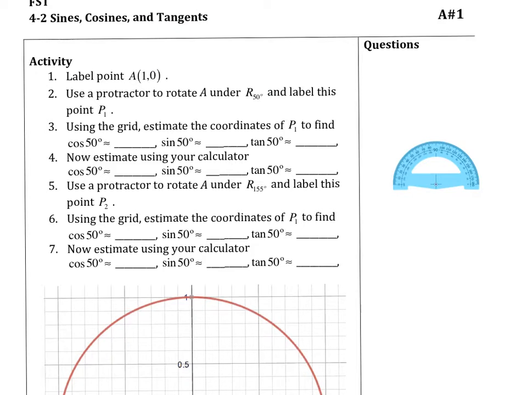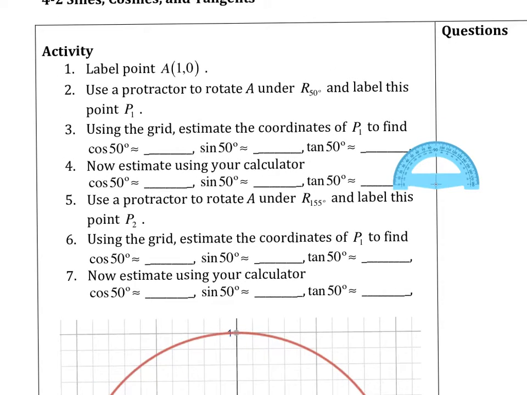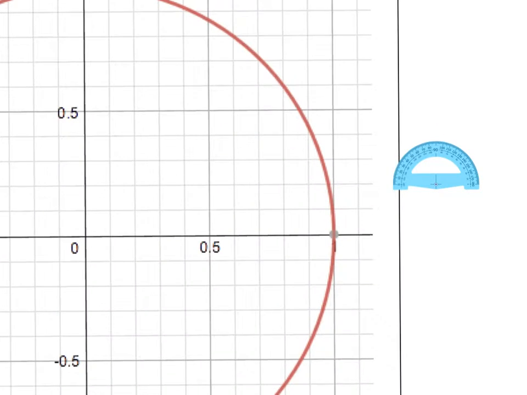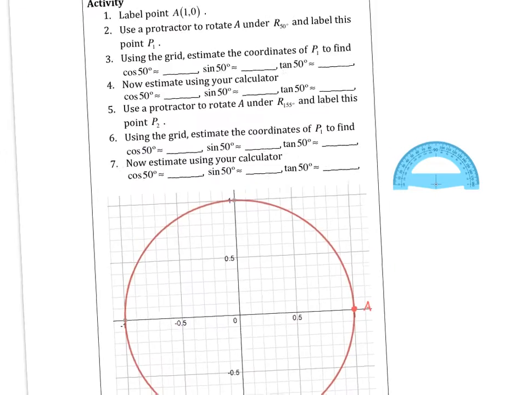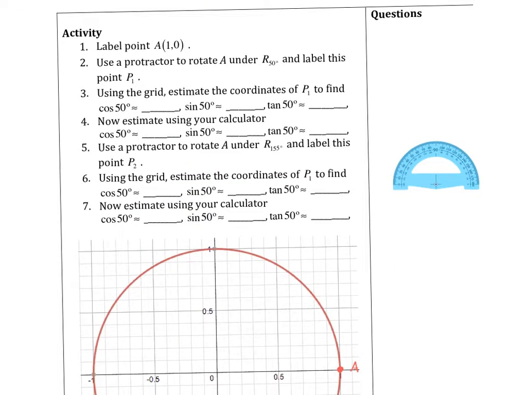Go. So on page 3 here, let me guide you through what we're going to do. Number 1, we're going to label the point A, which is at (1, 0). So here's A. Then we're going to take our protractor so that we can rotate this 50 degrees along that.